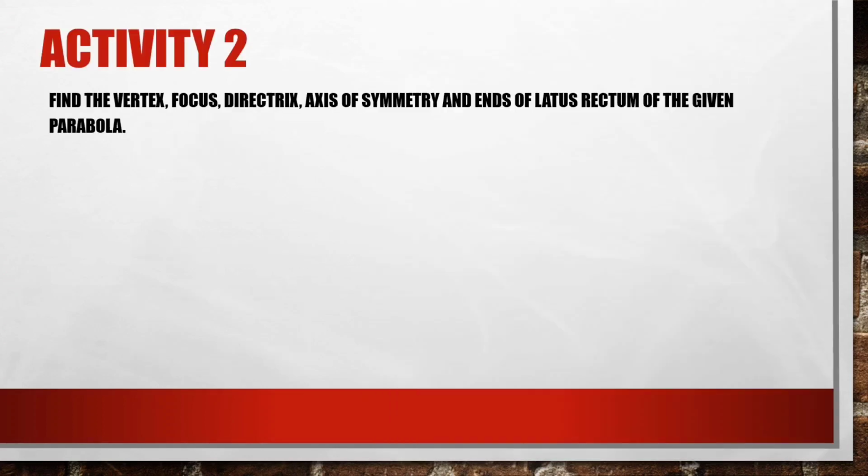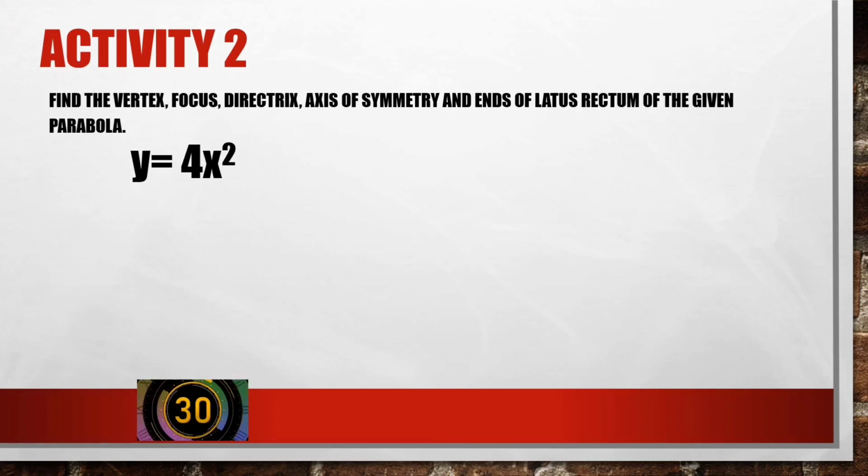So let's have another activity. In this activity, you are going to find the vertex, focus, directrix, axis of symmetry, and ends of latus rectum of the given parabola. You are given 30 seconds to answer the given equation. The equation is y is equal to 4x squared. So your time starts now.